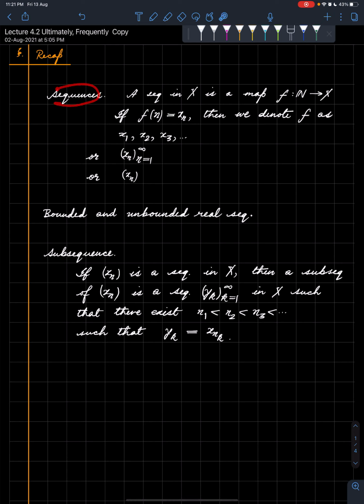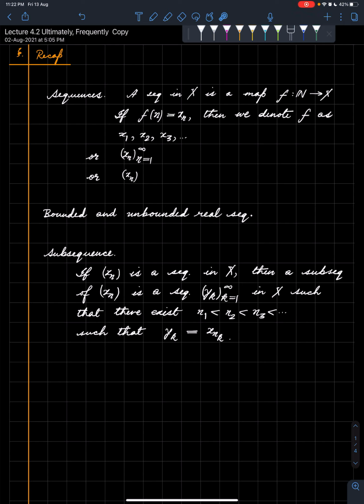So last time we defined what is a sequence. A sequence in X is formally a map from the natural numbers to the set X. But if we write the image of the natural number n as X sub n, then we may denote the sequence in a more natural fashion, in this way, or in this way, or simply in this way, and no confusion can arise. And then we defined what's a bounded and what's an unbounded sequence. I don't want to repeat that.